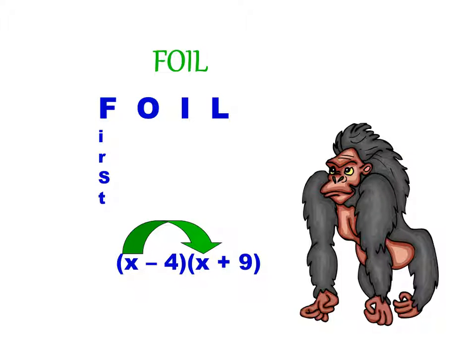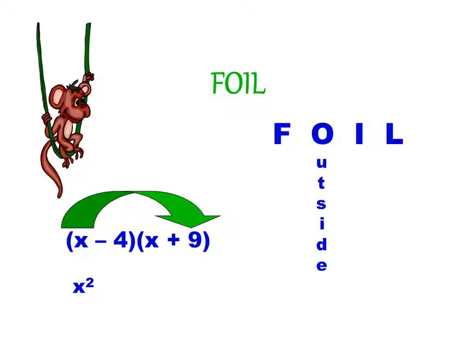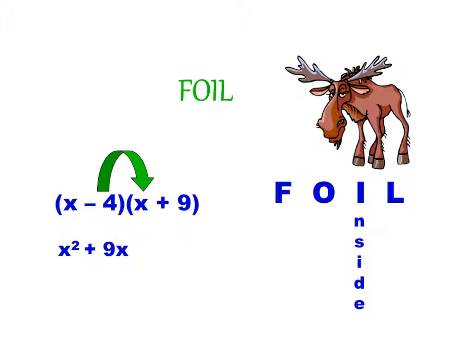So what we're going to do is, first of all, the F in FOIL stands for first, so we're going to multiply the first term in the first parentheses by the first term in the second parentheses, which gives us x squared. And then we're going to multiply the outside terms, the ones at the two furthest ends. This is really just the distributive property. That's how you get the first. That's how you get the outer with the distributive property. And x times 9 is 9x.